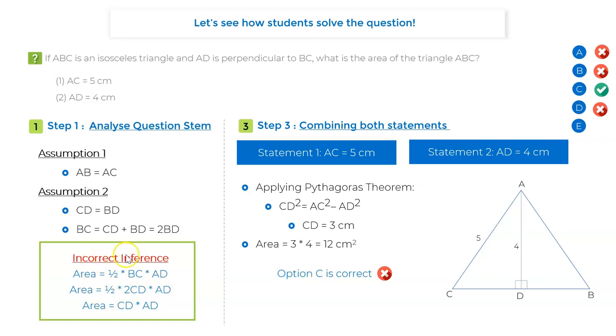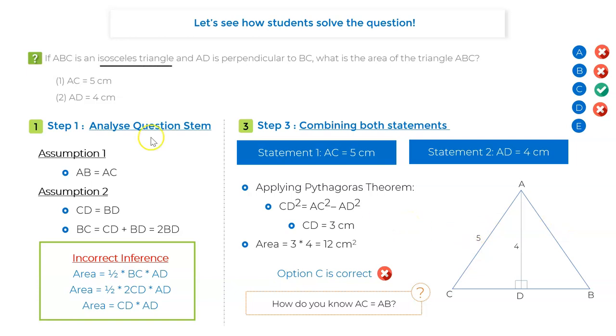Now, I know I told you this is an incorrect inference, and I'll tell you why. So let me ask you a question. How do you know that these two lengths, that is AB and AC, are equal? That was our first assumption, right? Is it anywhere given in the question stem that these two lengths are equal? It's not mentioned, right? Nowhere is it given that these two lengths are equal. So assuming that these two lengths are equal is incorrect.